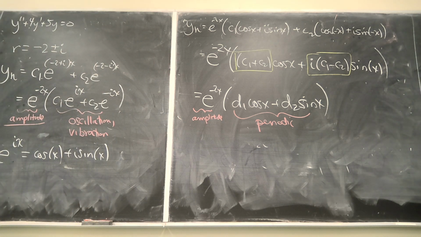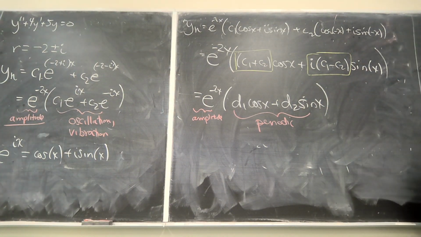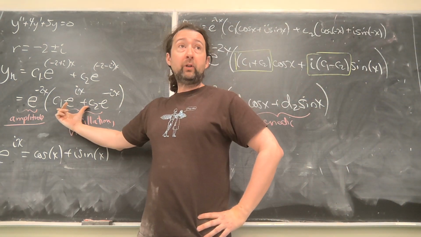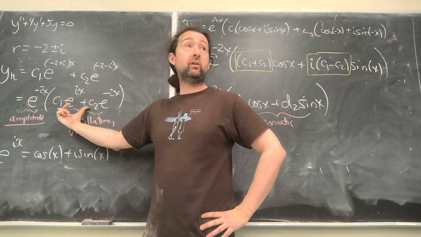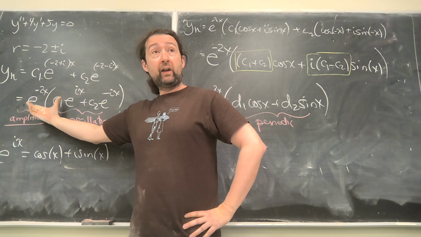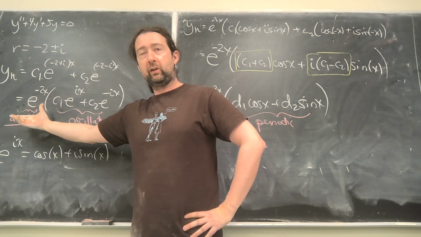So the D2 includes the I? It does. In fact, this is a good question. I didn't tell you, but the C1 and C2 we wrote down right here are complex numbers. In fact, they are complex conjugates of each other. They have to be, because otherwise I'd get complex values out of this thing that's supposed to be describing a real scenario, and it can't spit complex numbers out.